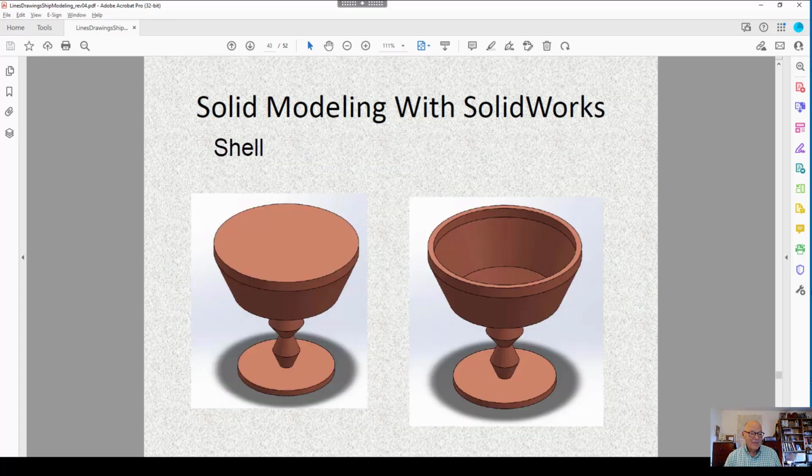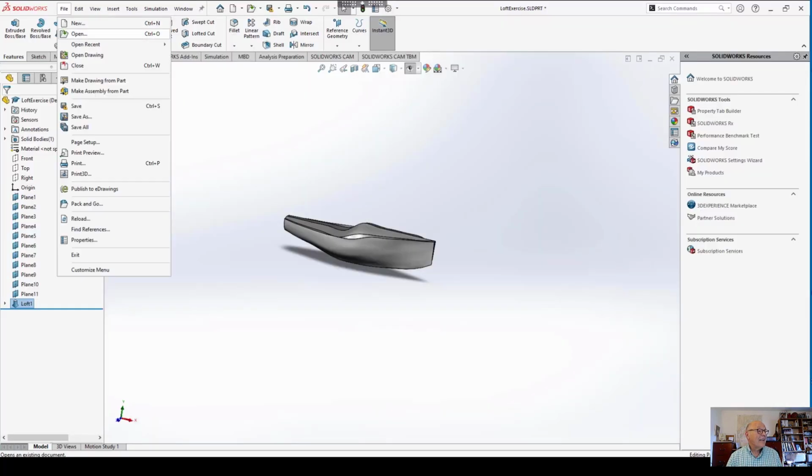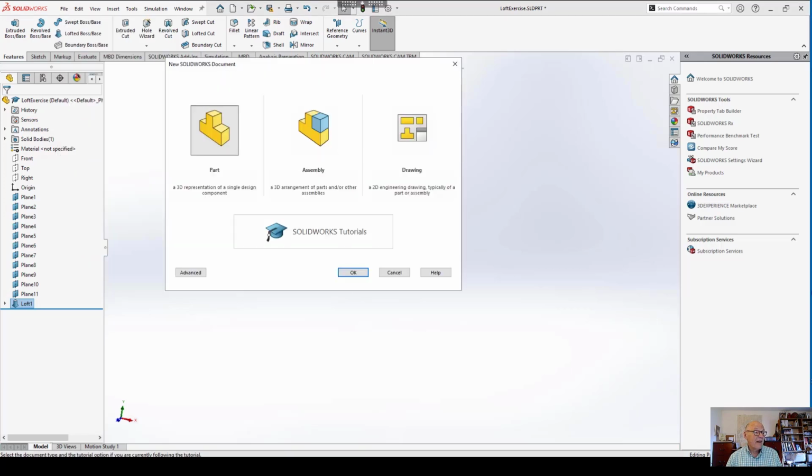And so what I want to show you is a couple other things. A shell, I just showed you something about a shell. But let me just quickly show you how to do that. You can try one or not as you wish. So I'm going to do a new file.